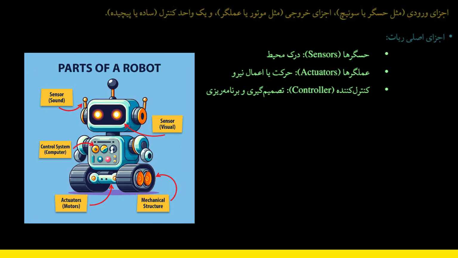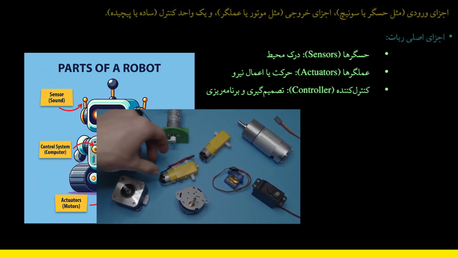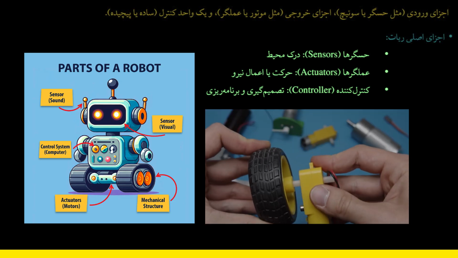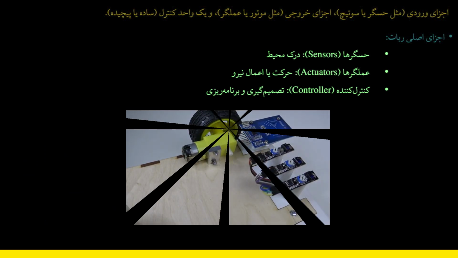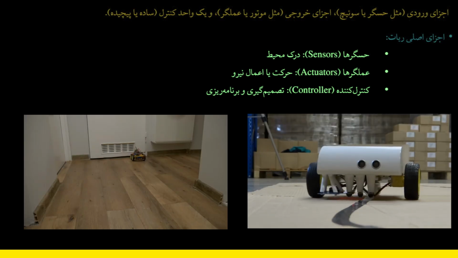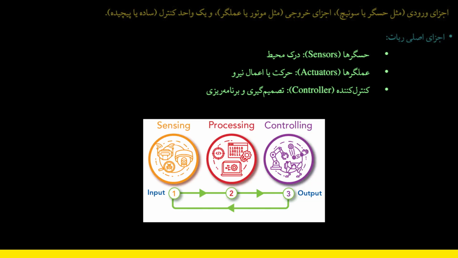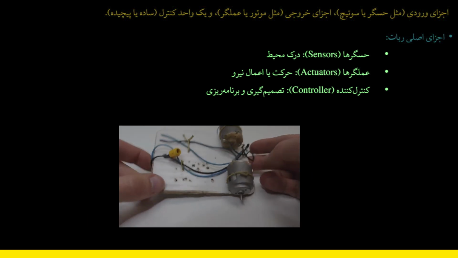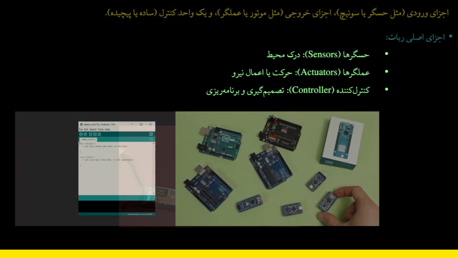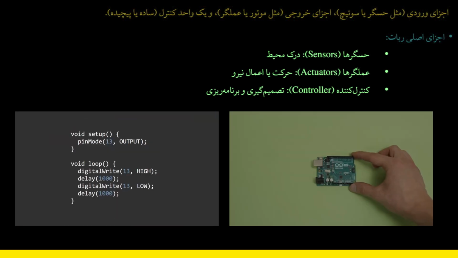Then we have the outputs, which are usually actuators such as motors, responsible for performing actions. These create the motion, apply force, or produce any physical action the robot needs. And finally, there is the control unit where decision making and planning take place, usually implemented on an electronic board running a specific algorithm that forms the robot's controller.